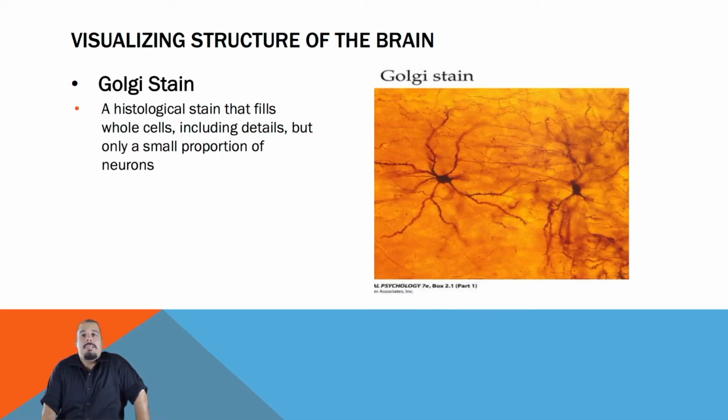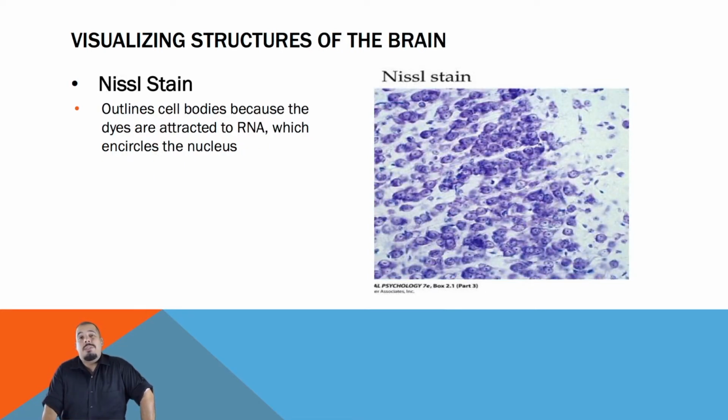You can see some fine details, but the downfall is that it only highlights just a few neurons at a time. To see how many neurons are present in a given area, researchers use Nissl stains. In Nissl stains, the dye is attracted to the RNA within the cell and allows us to see how many neurons are present in a small space. Because the dye is attracted to the RNA, it outlines the cell bodies of neurons.